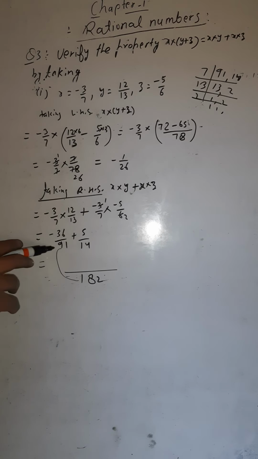Now divide this by 14. How many times would it go? 14 13s are 182, so 13 times. So if you are dividing 182 by 14, how much will come? 13. So it means upside you have to multiply by 13.